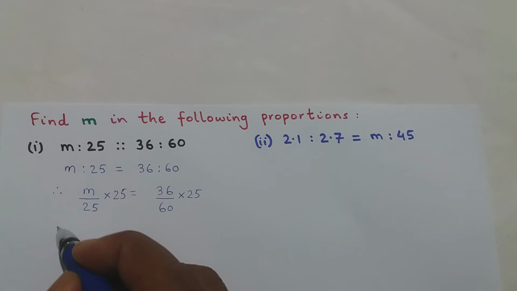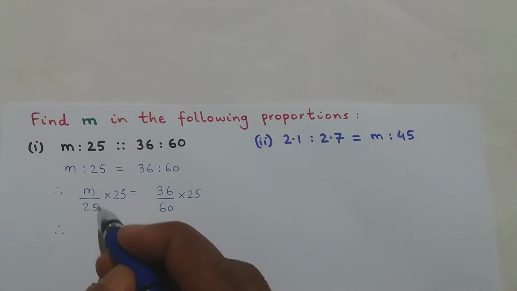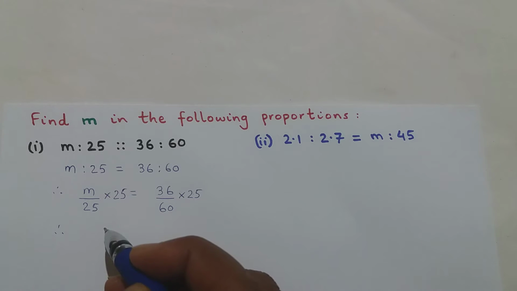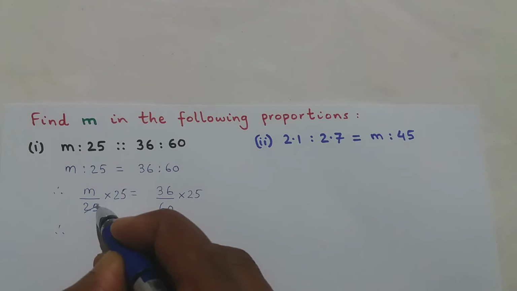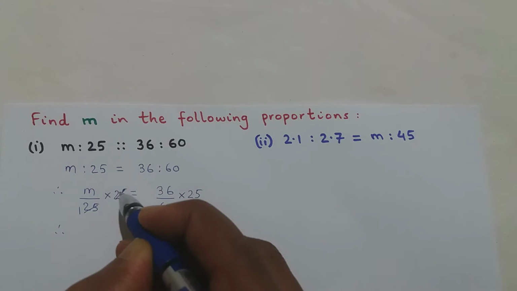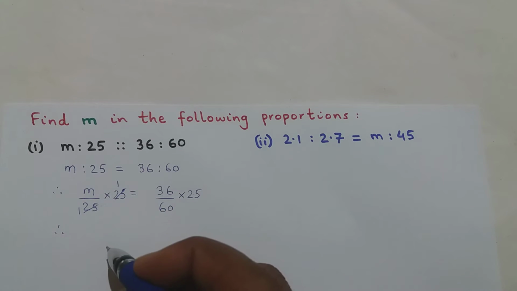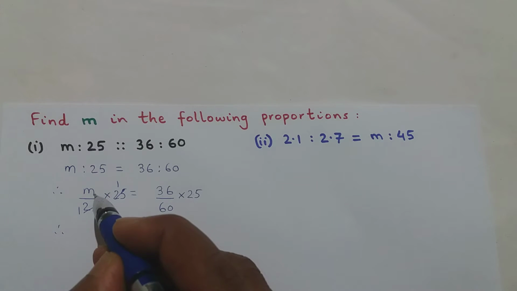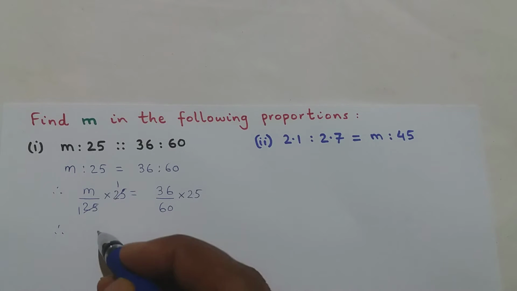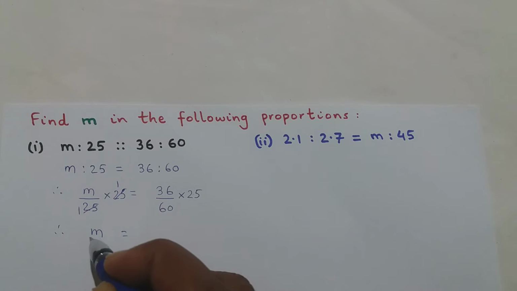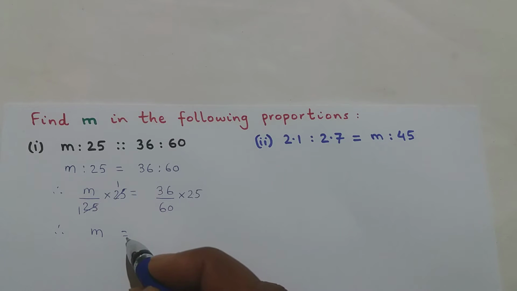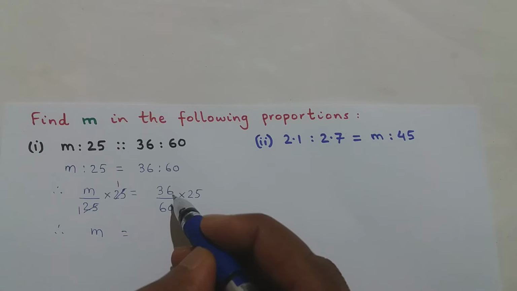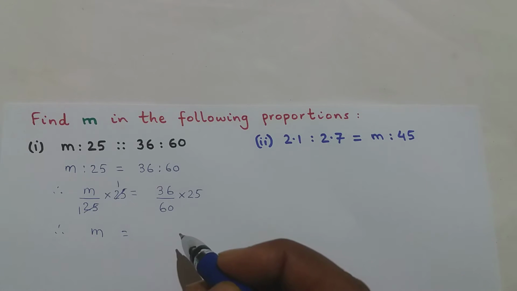So let us solve it. So m upon 25 into 25. So 25 ones are 25, 25 ones are 25. So it becomes m upon 1 into 1, and m upon 1 into 1 is m. So the left hand side of the equation is now m. So m equals 36 upon 60 into 25.